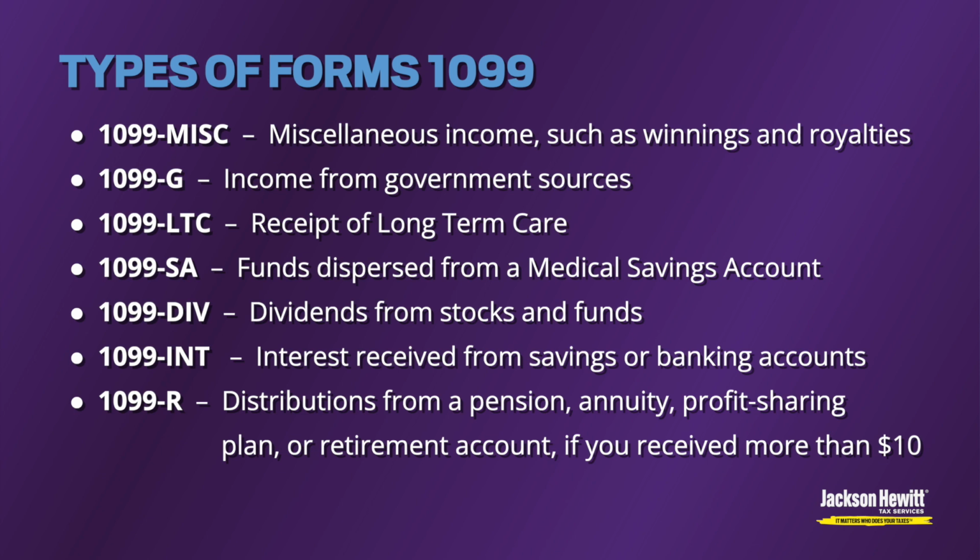Less common, but still important if you get one or have the type of activity, the 1099 LTC for receipt of long-term care or accelerated death benefits. The 1099 SA to report funds dispersed from a medical savings account. The common 1099 DIV for those who have stocks and funds that pay dividends. The 1099 INT for those who have checking or savings or a bank account that earns interest. The 1099-R is for those who have distributions from a pension, annuity, retirement, or profit-sharing plan, and you received $10 or more from that retirement account.